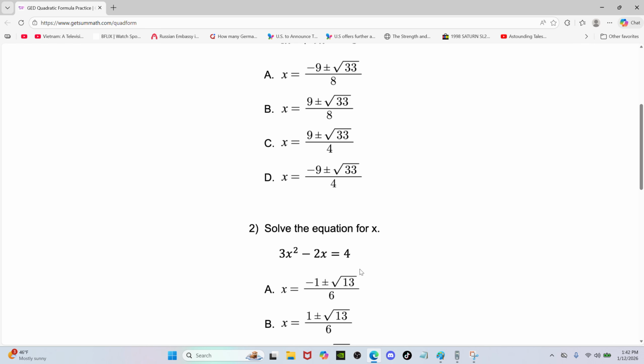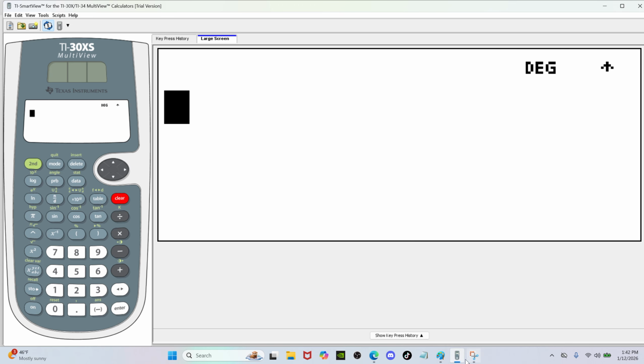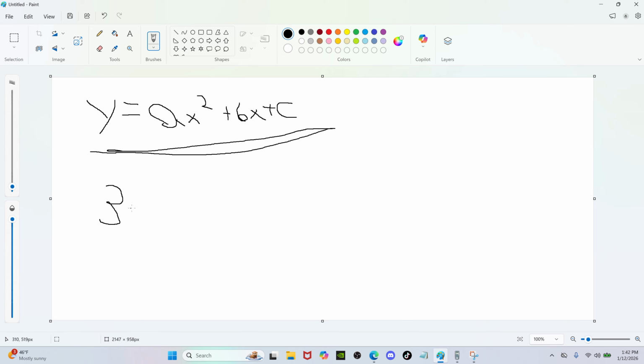So ax squared plus bx plus c. So this is the formula used to reorganize it. And what we had, according to his website, was this right here. So I'm going to write that out. Three x squared minus 2x minus 4 equals 4.